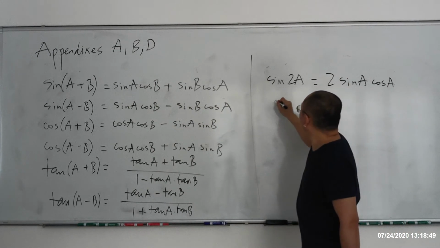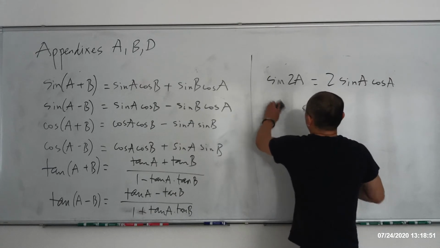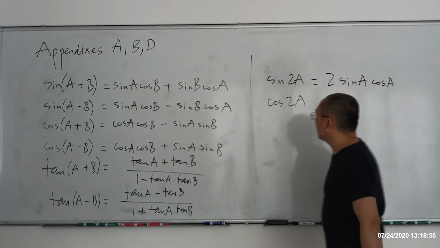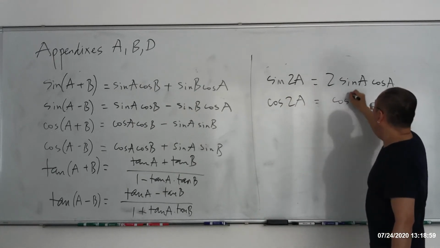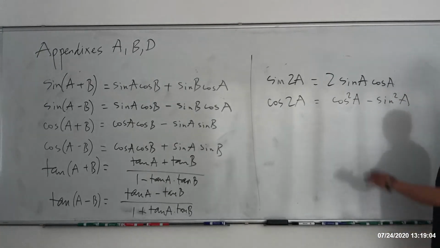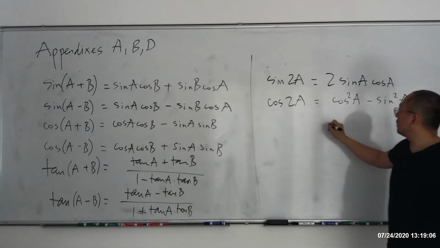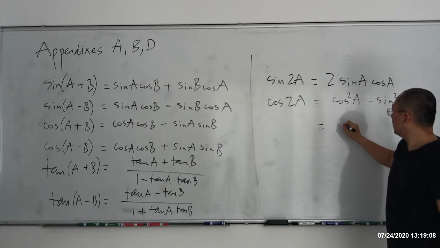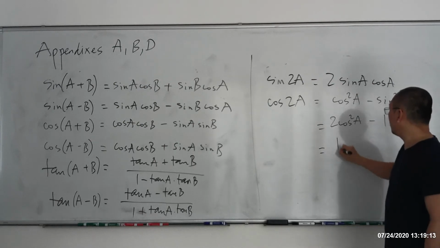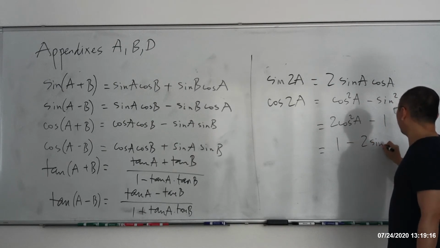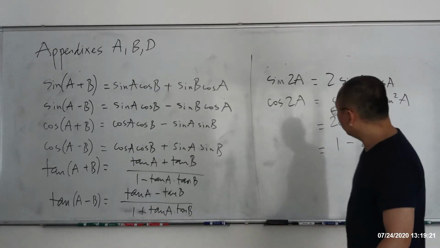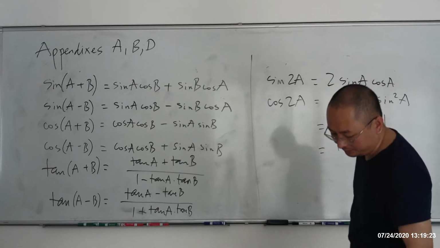What if you have cosine of 2A? Cosine of 2A is going to be cosine square of A minus sine square of A. And if you apply the Pythagorean theorem for sine and cosine, it's also equal to 2 cosine square of A minus 1. It's also equal to 1 minus 2 sine square of A. Okay? We have 3 ways to deal with cosine of a double angle.